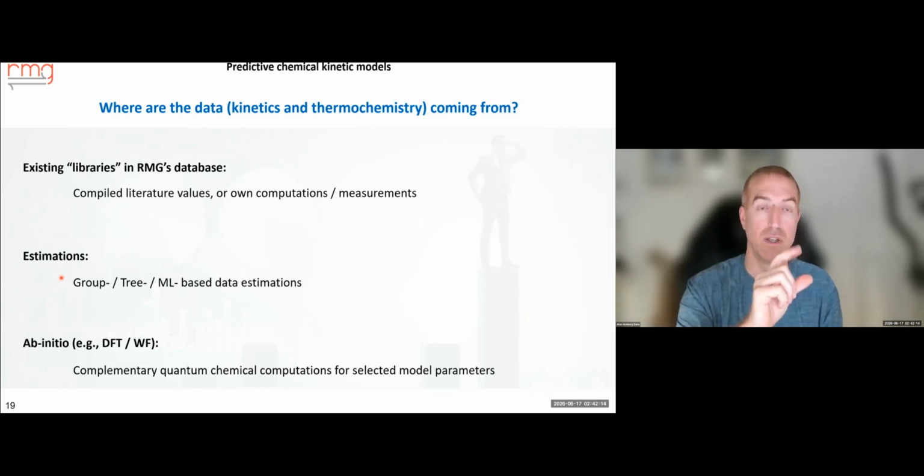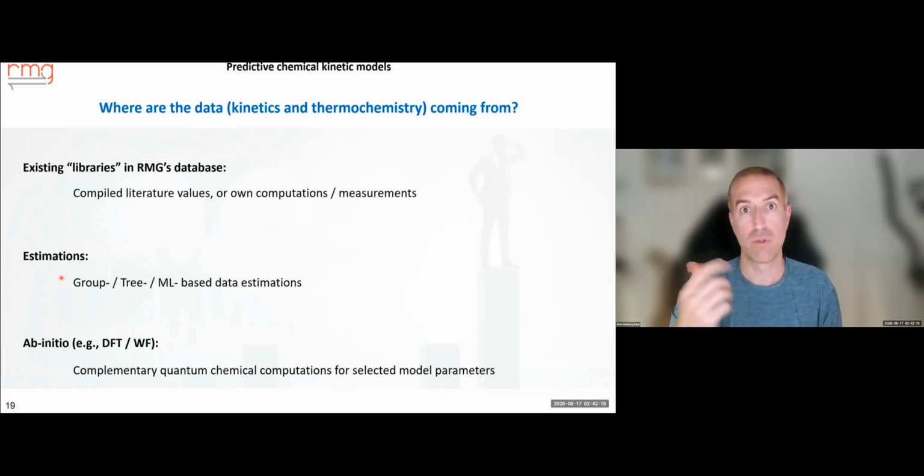Otherwise, it will propagate, and that's what we do. We understand where the data came from. If we trust it, fine. If it was estimated, then automatically it's being sent to the computational software. So let's see the computational software.